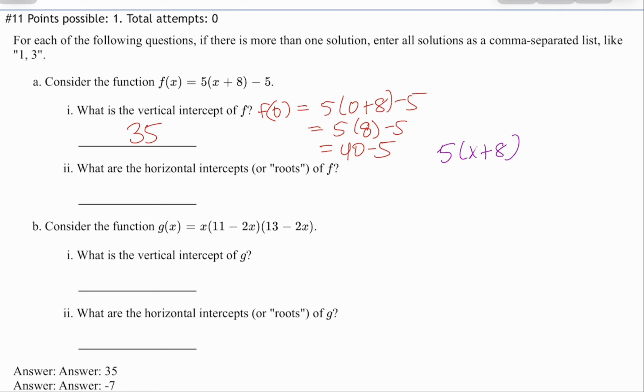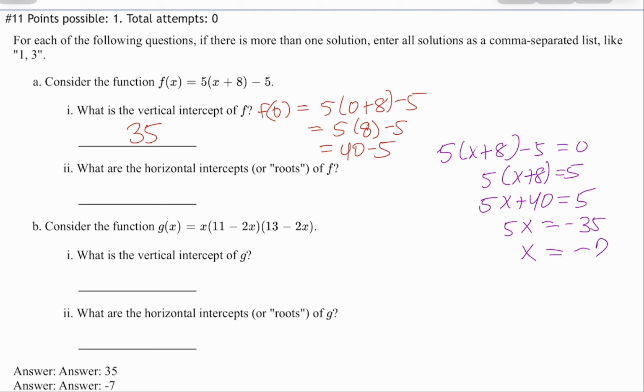Anytime they say horizontal intercepts, set it equal to 0. Now, what are we going to do? We're going to add 5 to both sides. You can distribute the 5 at this point if you want, so let's do that. You could have also, because both sides are divisible by 5, feel free to divide by 5, doesn't matter. You get that 5x equals negative 35, so x equals negative 7.